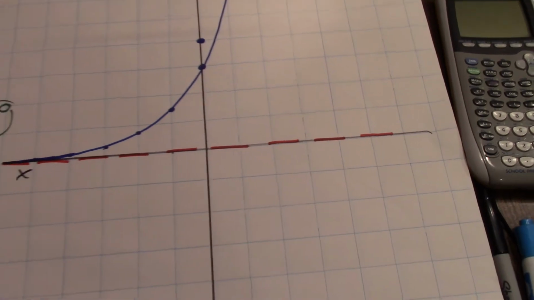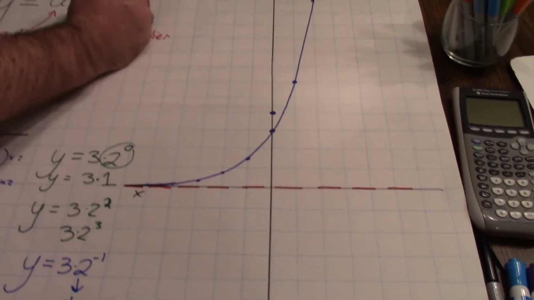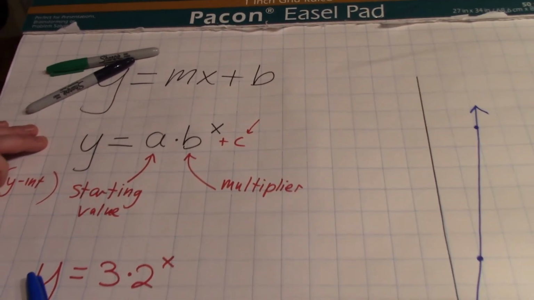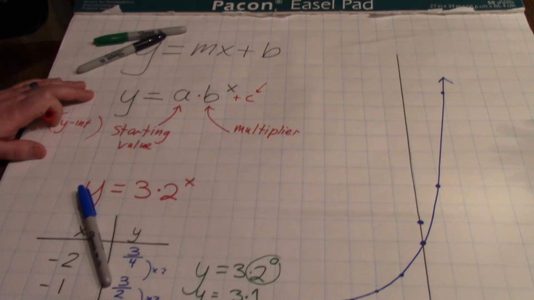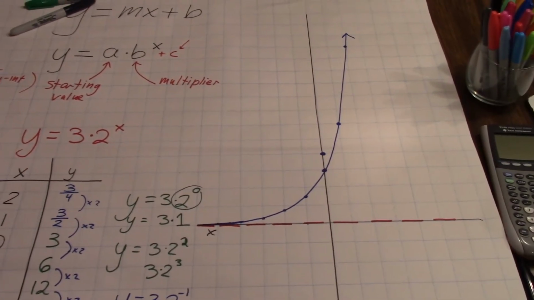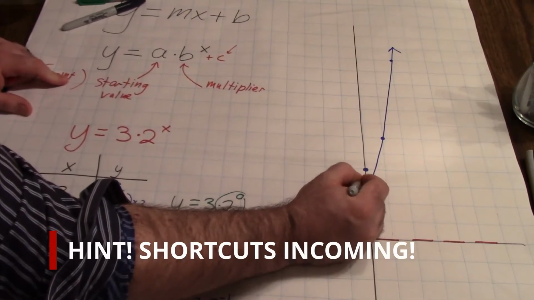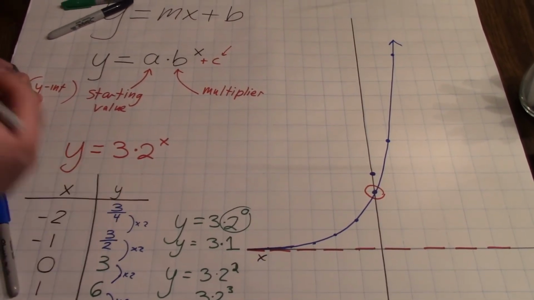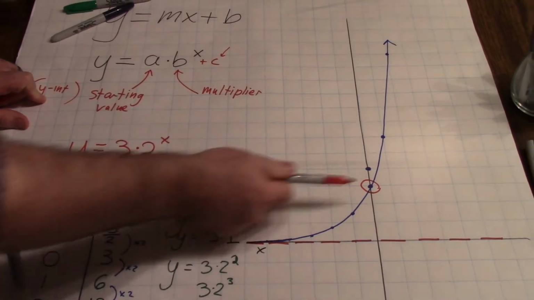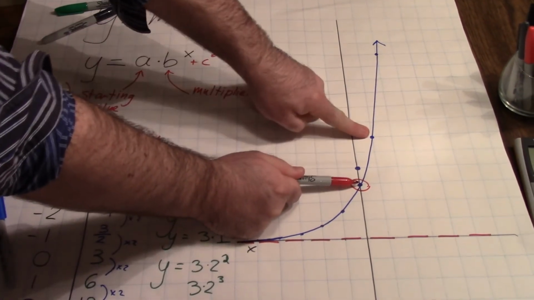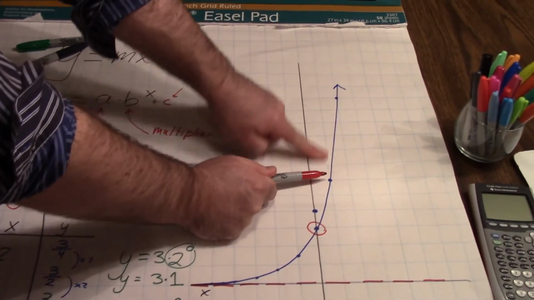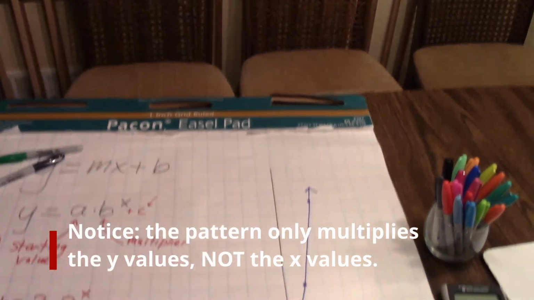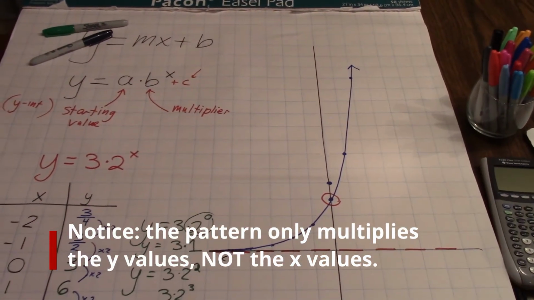If you are in Algebra 2 or higher, you might see a plus C here. That C is where your asymptote is. You can move it up and down with this. But this is the basic shape of a function. And again, I want you to take a look at this. It crosses the y-axis at 3. That's the starting value, or y-intercept. And every point after that multiplies. Start at 3, it goes to 6. 6 multiplies by 2, it goes to 12. 12 multiplies by 2 and goes to 24, which we couldn't see. So these are the things I want you to be looking for.